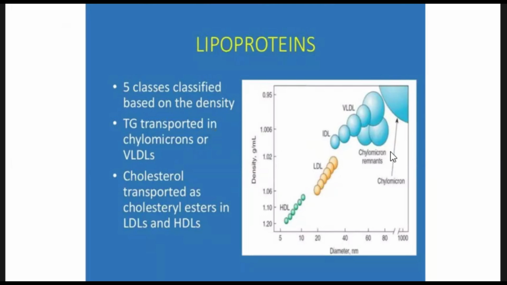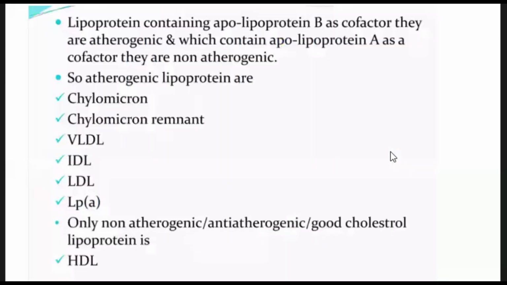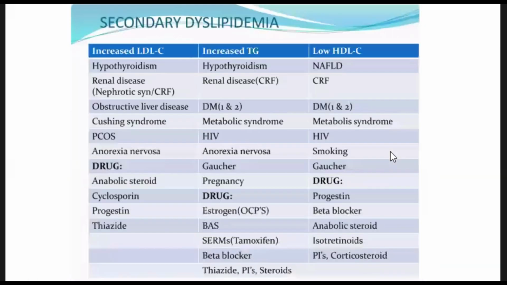I want to highlight the important clinical points. Triglyceride is transported as chylomicrons, and cholesterol is transported as cholesterol esters in LDL and HDL. Out of the lipoproteins, everything is atherogenic apart from HDL. Only HDL is non-atherogenic. These are the secondary causes of hyperlipidemia: drugs, metabolic syndrome, hormonal imbalances, anorexia nervosa, and so on.